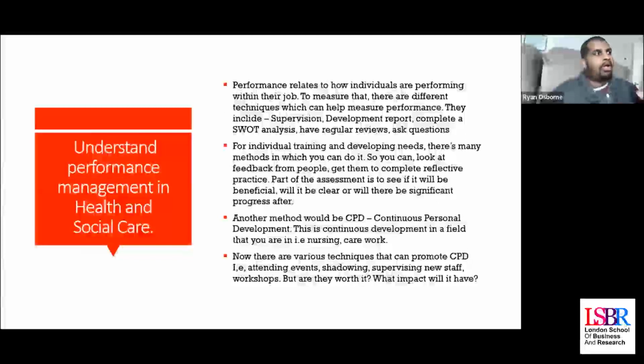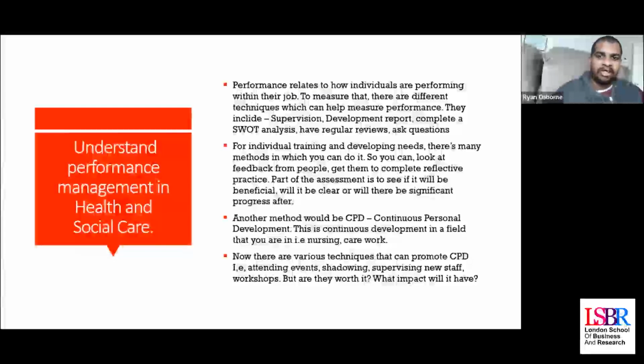If you get someone to shadow a new person, will it work? Is it going to be effective for them? And that's some of the things that you need to understand within performance management, because some aspects of developing staff may not work for certain people.